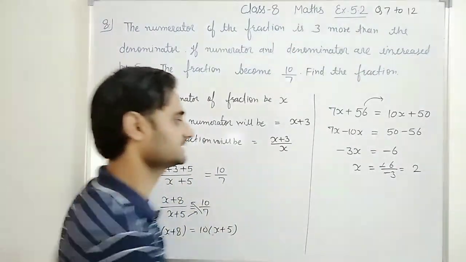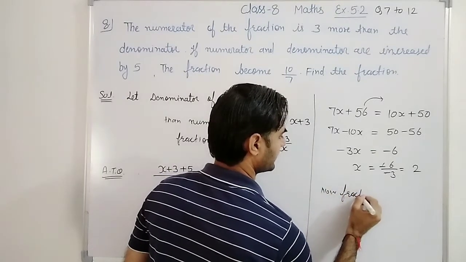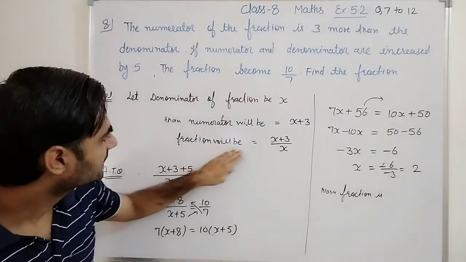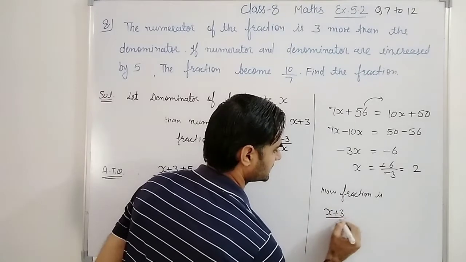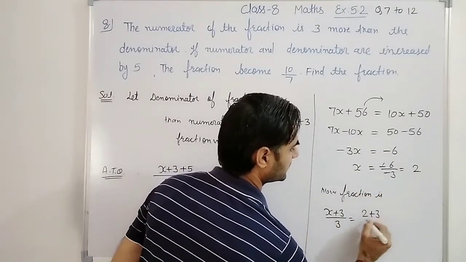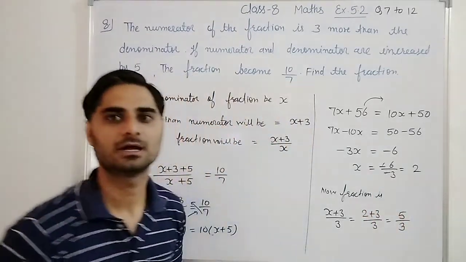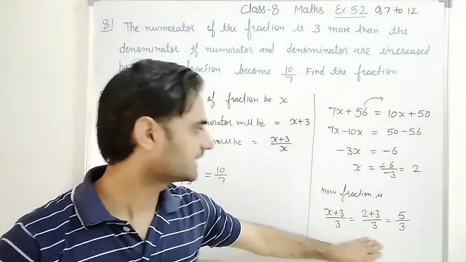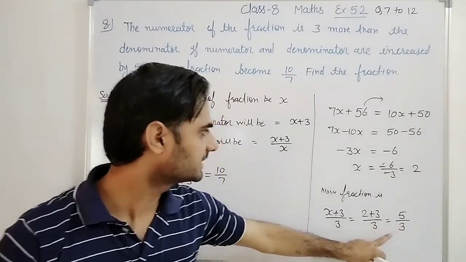So the fraction is now... what was our fraction? The fraction was x plus 3 upon 3. What is x? That is 2. 2 plus 3 upon 3, means the actual fraction is 5 upon 3. This is a fraction in which numerator is 3 more than denominator.